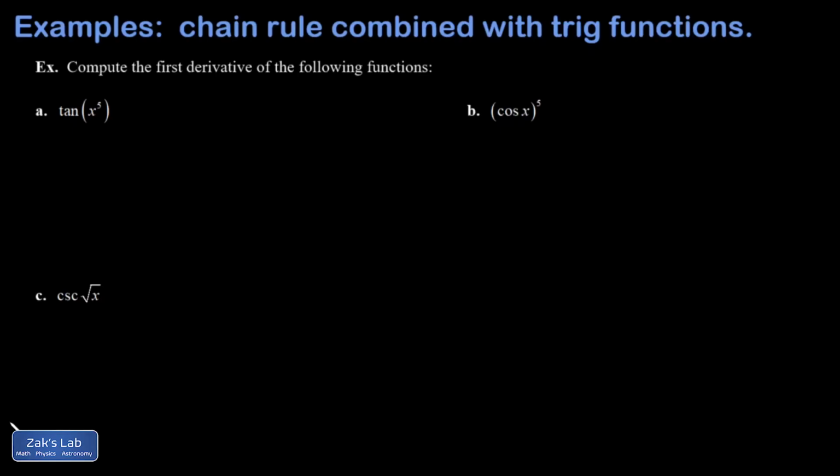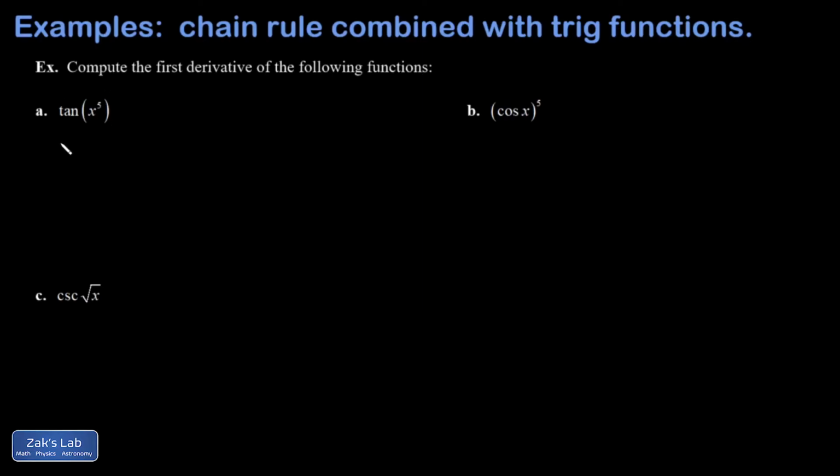In this video, we're applying the chain rule to a bunch of examples that have trig functions involved in them. And so you have to identify what's the outer function and what's the inner function. In the first example, I have tangent of x to the fifth. So x to the fifth is the inner function, and tangent is a function of that.